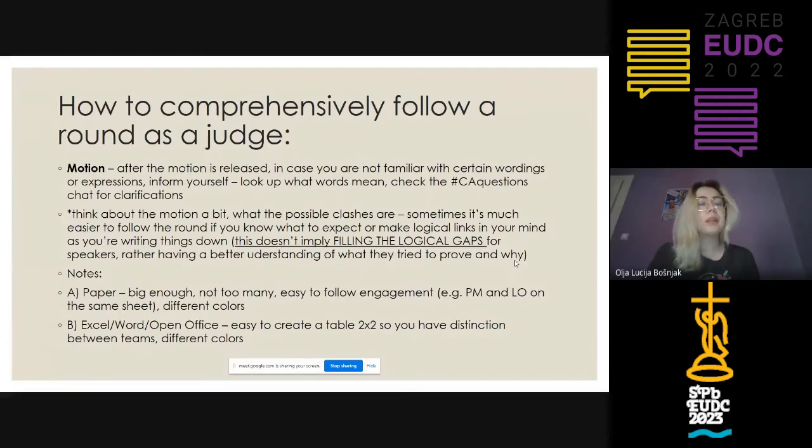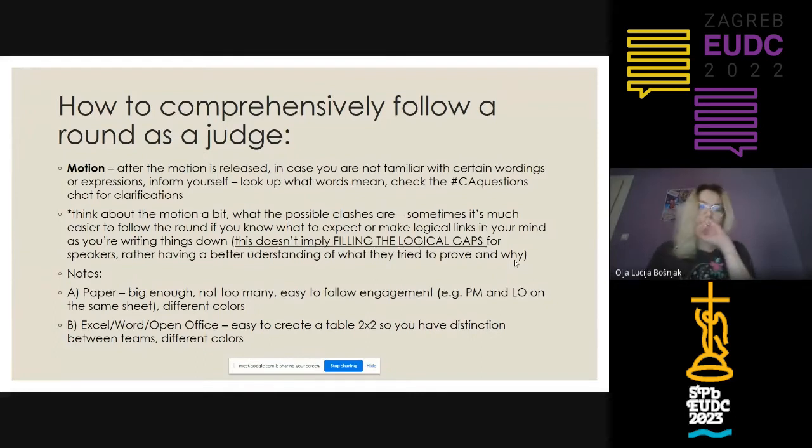Then I think obviously preparing notes. Everyone has their personal preference. You can either do it on paper or in a digital form. For paper, I would say use sheets that are big enough, but don't have too many, because you're going to lose yourself in them. Do it in a way that's easy to follow engagement. I see a lot of people who do paper notes make it very simple: one sheet of paper split in the middle. On one side you have PM and then LO, and on the other side of the paper you have DPM, DLO, so that it's easy to track engagement.